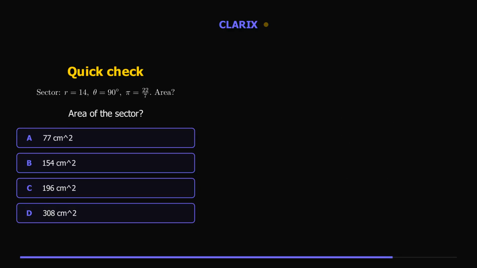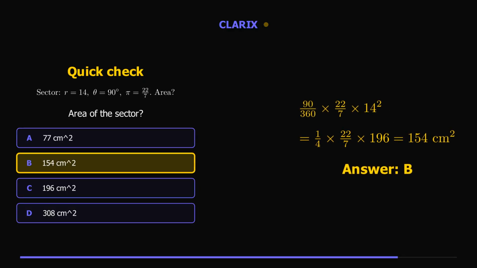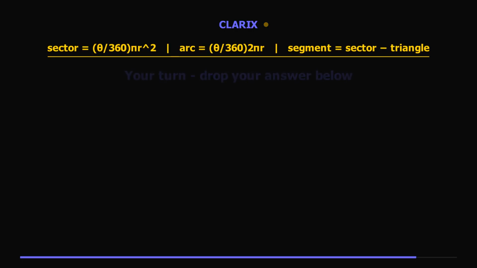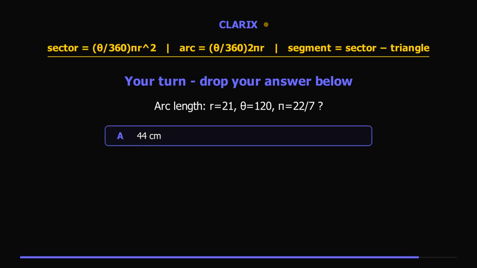Area of a sector is theta over 360 times pi r squared. That's 90 over 360, a quarter, times pi times 14 squared. With pi as 22 over 7, a quarter times 22 over 7 times 196, that's 154 square centimeters, option B. Lock it in. Everything is a fraction of the whole circle.